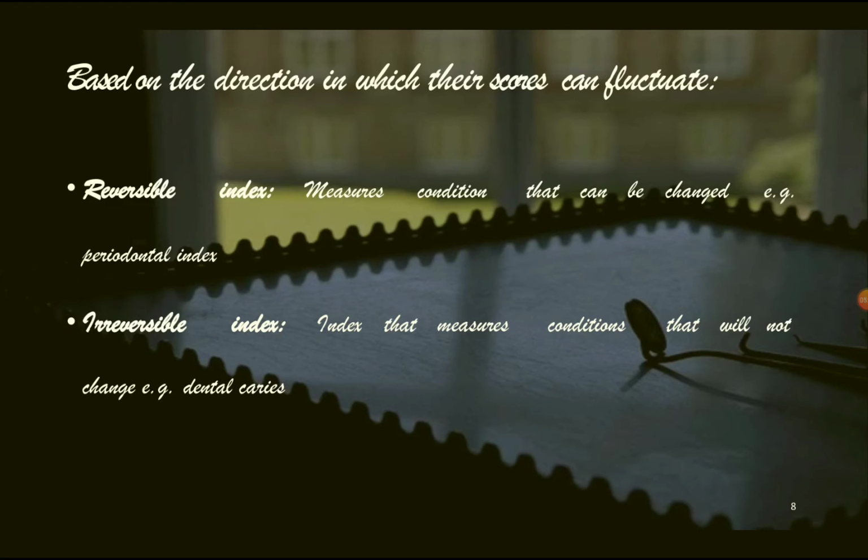Based on the direction in which the scores can fluctuate, reversible indices measure a condition that can be changed. Example: periodontal indices. Irreversible indices measure a condition that will not change. Example: dental caries. So for reversible indices, for example, a patient comes with severe plaque and calculus.